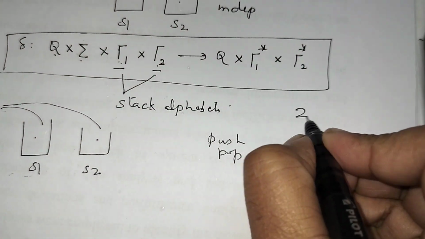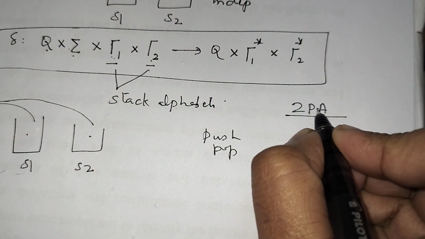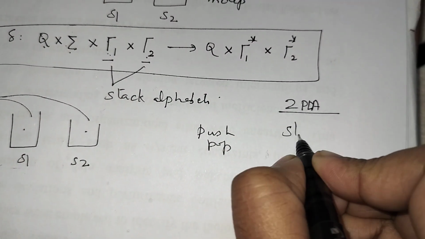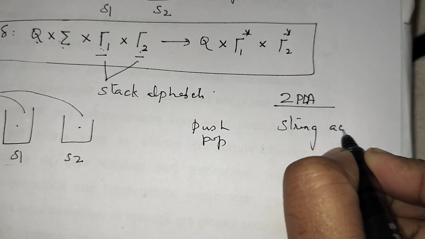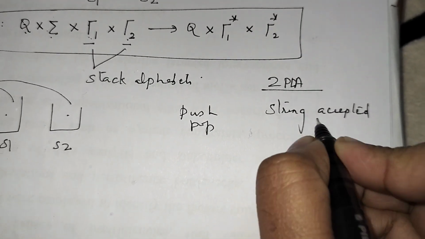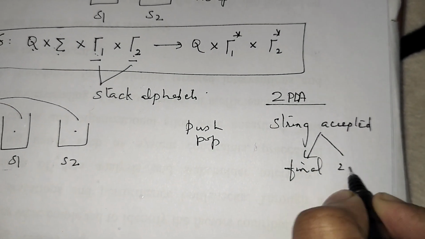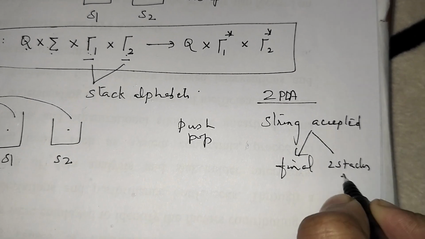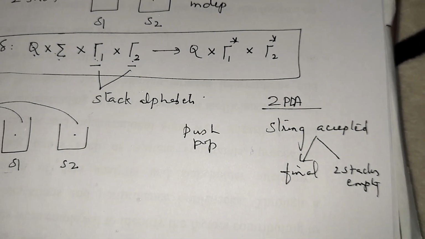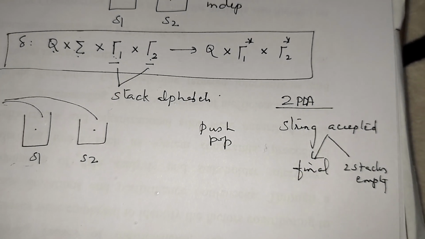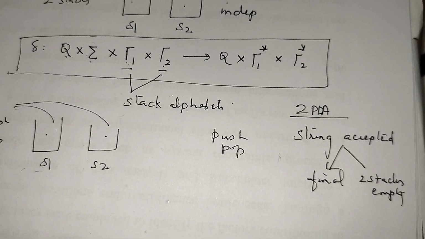In the case of a 2 PDA, a string is said to be accepted either when it reaches the final state or when both stacks become empty. So this is the acceptance case of a 2 PDA.